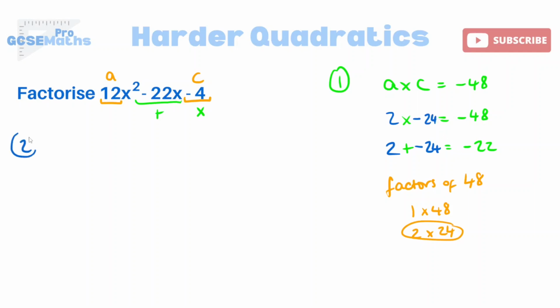Step 2, we come back over here. We're going to rewrite the quadratic out, and we're going to split the middle term into these two numbers we have. Obviously put x's with them because the middle term is the x term, isn't it? So copy the 12x squared. Again, it doesn't matter which order you put them in, so I'm going to put plus 2x first, then minus 24x, copy the same symbols, and then just copy that last number, minus 4.